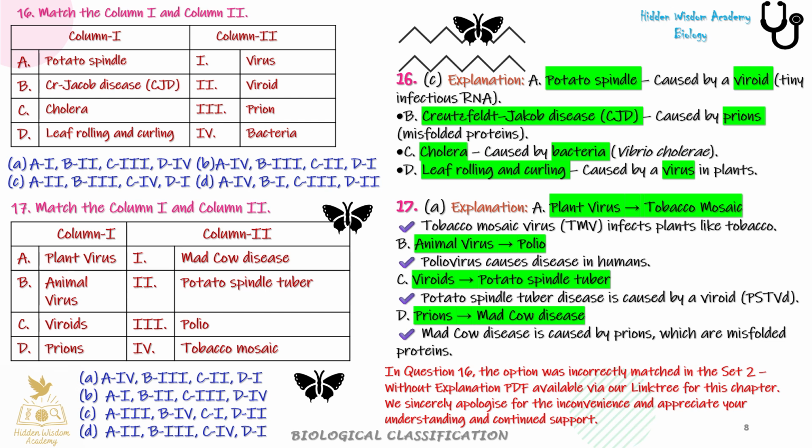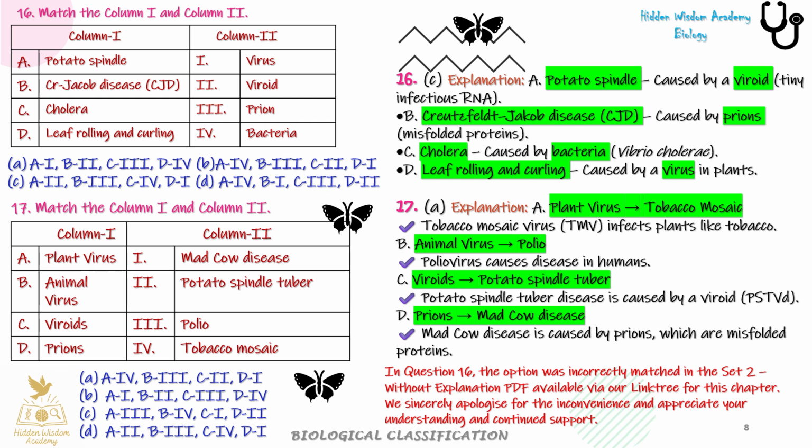Option A. A4, B3, C2, D1. Option B. A1, B2, C3, D4. Option C. A3, B4, C1, D2. Option D. A2, B3, C4, D1.